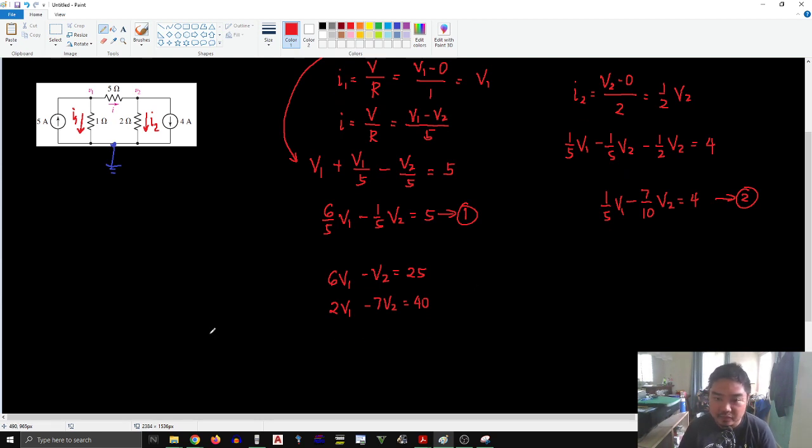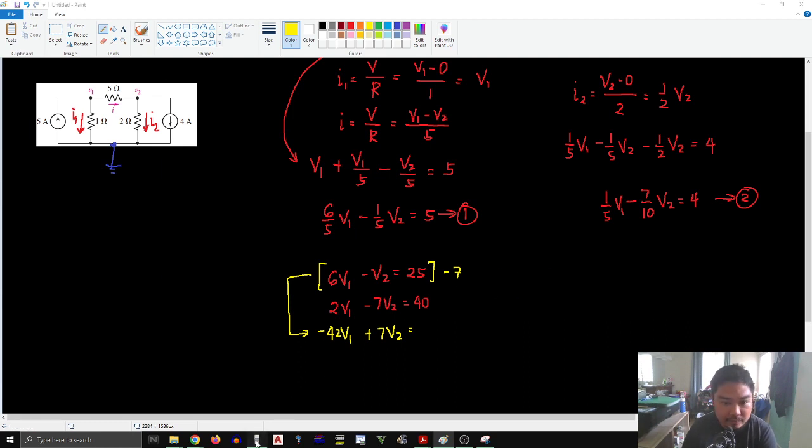Now, taking a look at these equations, 6b1 minus b2 is 25 and 2b1 minus 7b2 is 40. It is much better if you eliminate either b sub 1 or b sub 2. For this case, I want to eliminate b sub 2. So I multiply the first equation by negative 7 for it to become a positive 7. Negative 7 times 6 is negative 42 b sub 1 plus 7 b sub 2 is equal to negative 7 times 25.